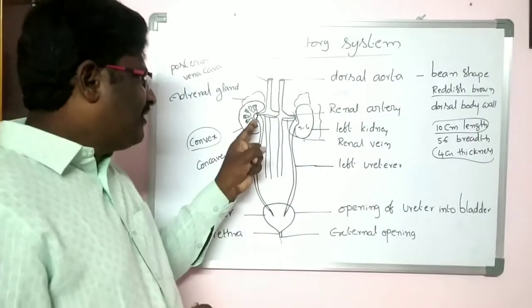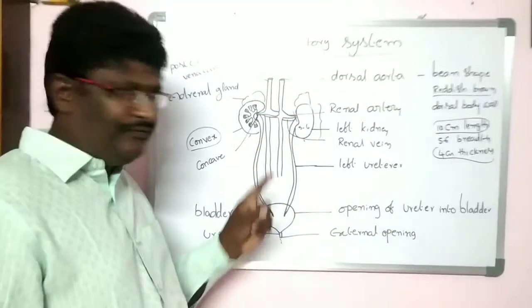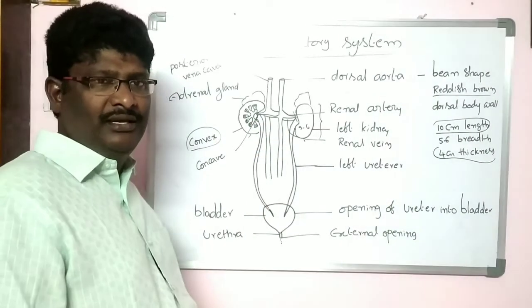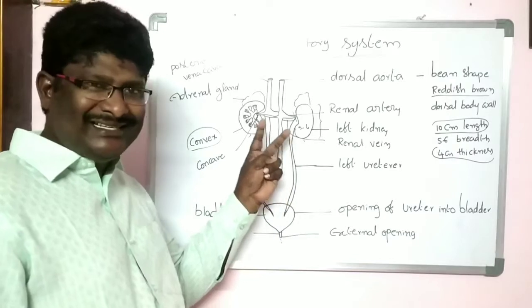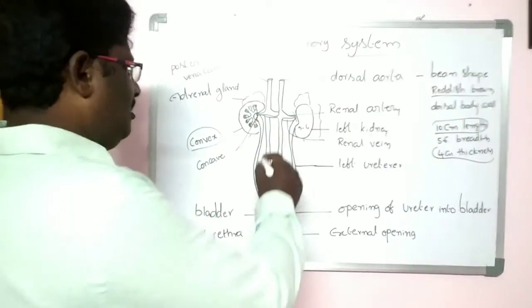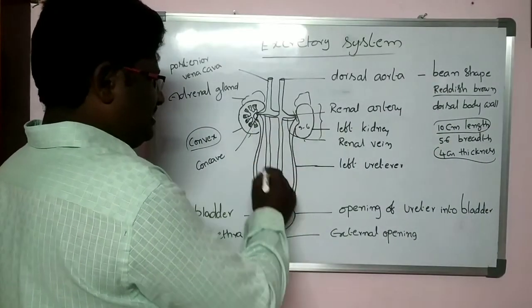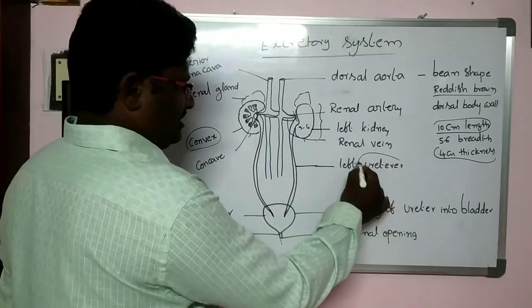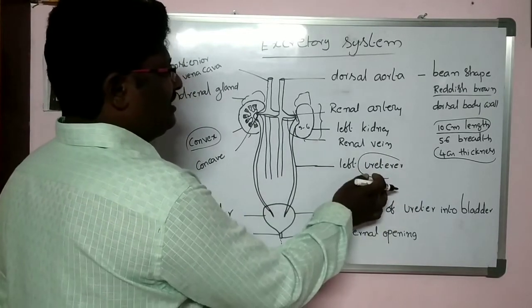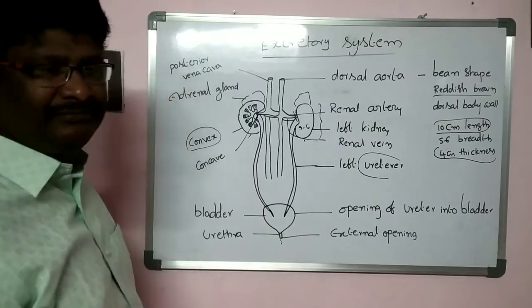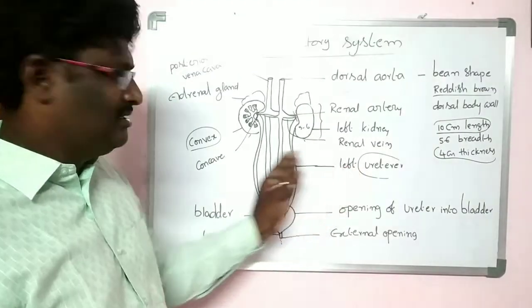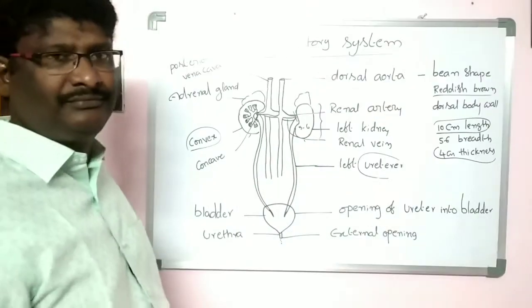From this hilus only, two tube-like structures also come down. They are called ureters. This is the left side ureter. This is the right side ureter. This is left. This is right.